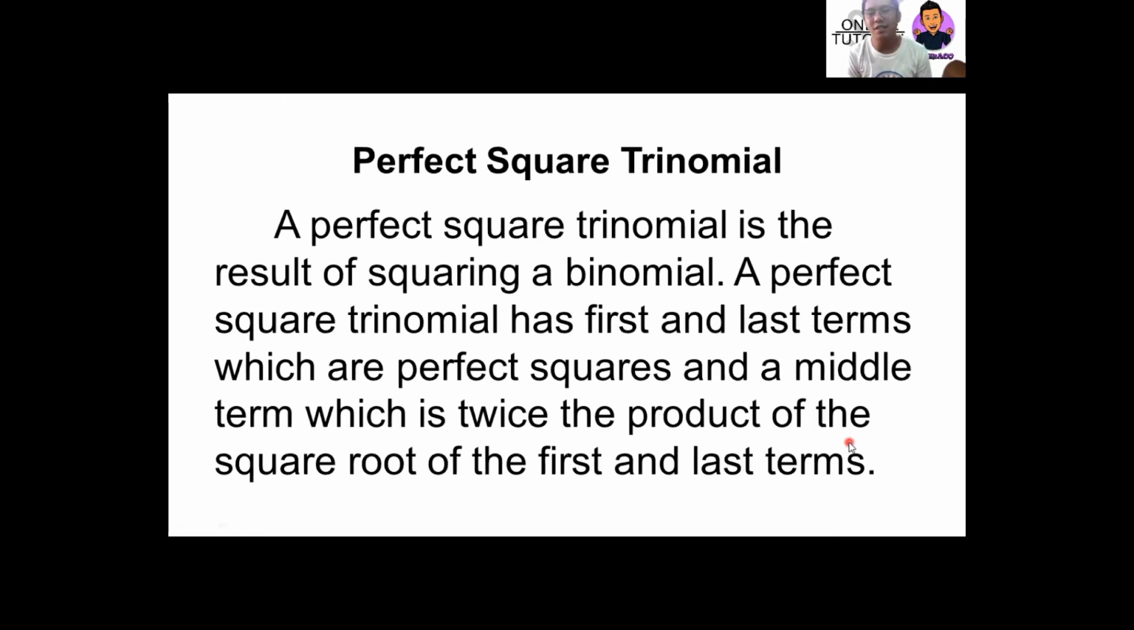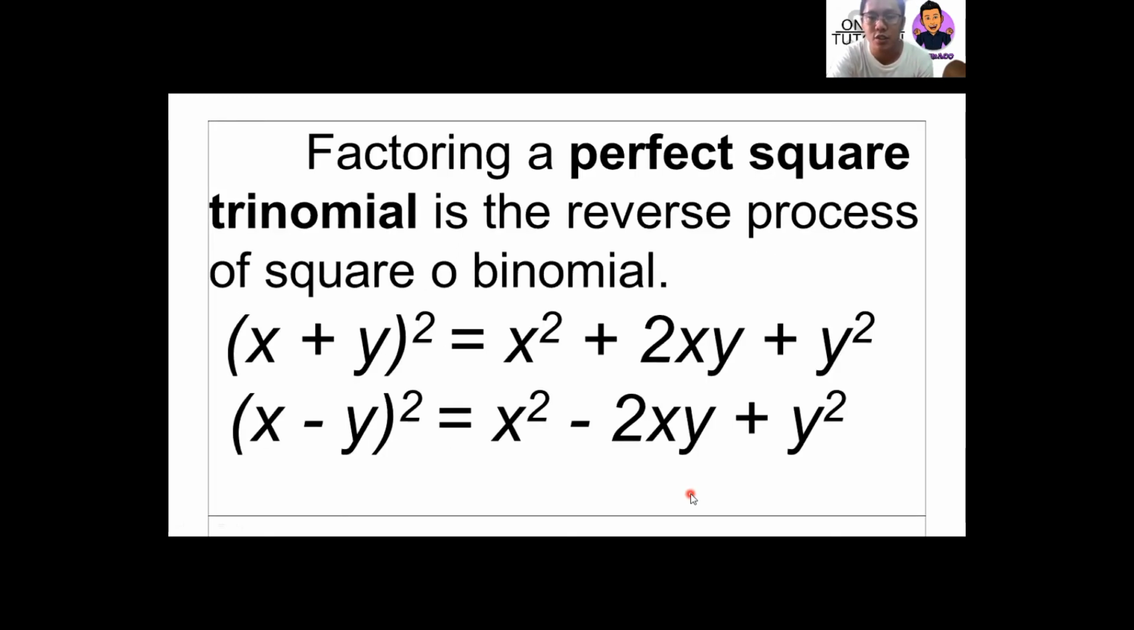Okay, the last one is the perfect square trinomial. A perfect square trinomial is the result of squaring a binomial. A perfect square trinomial has first and last terms which are perfect squares and a middle term which is twice the product of the square root of the first and last terms. So factoring a perfect square trinomial is the reverse process of squaring a binomial.